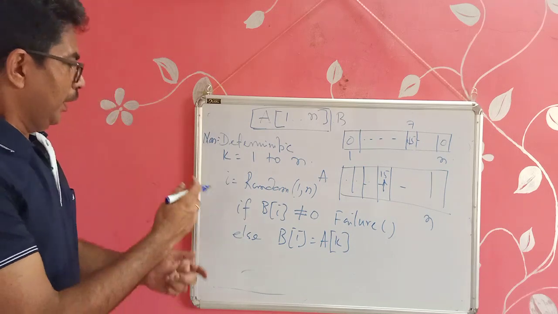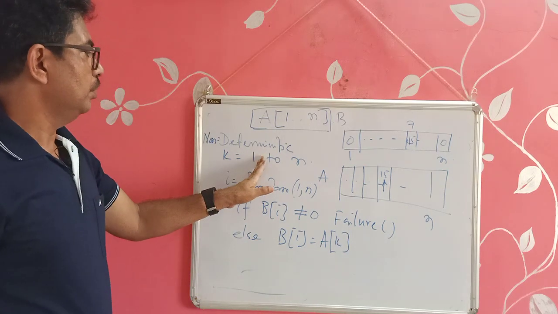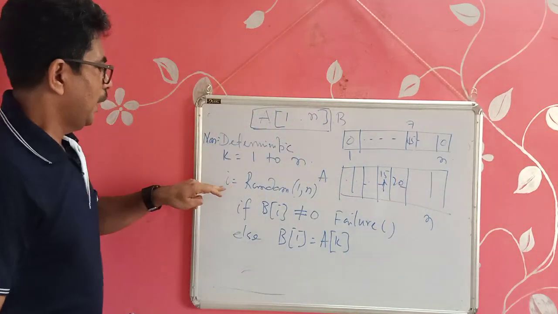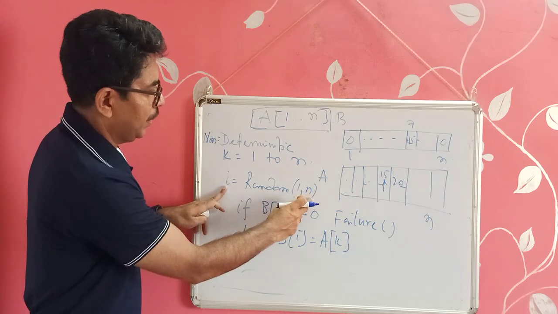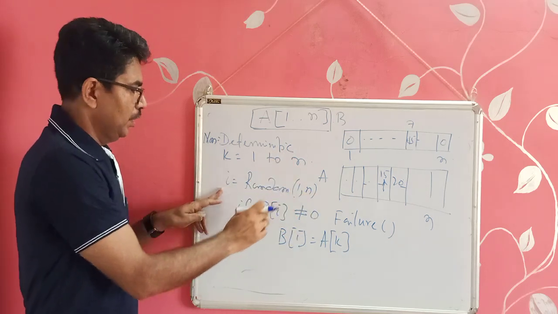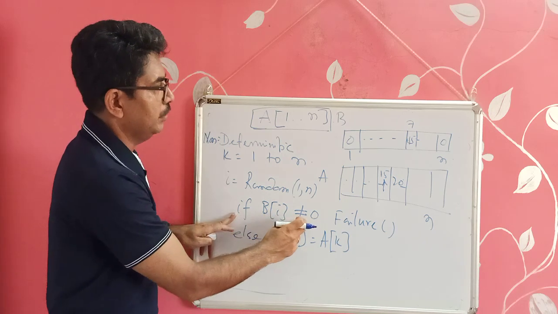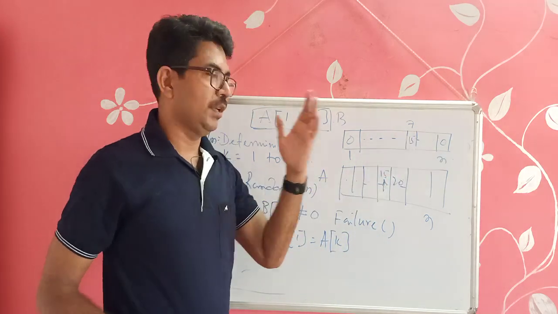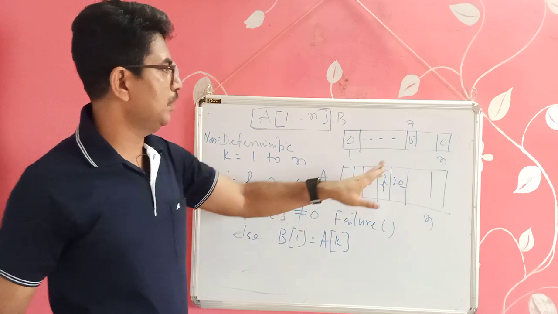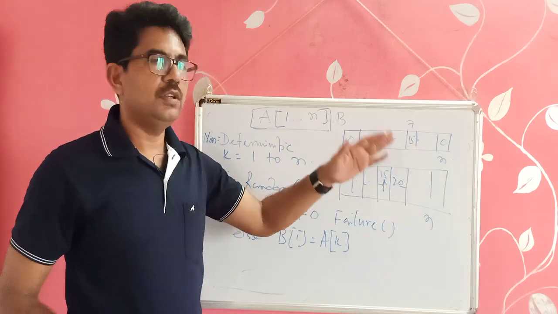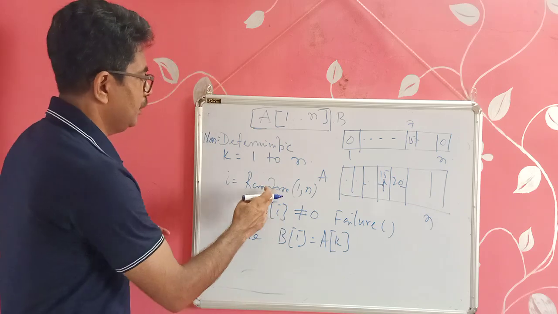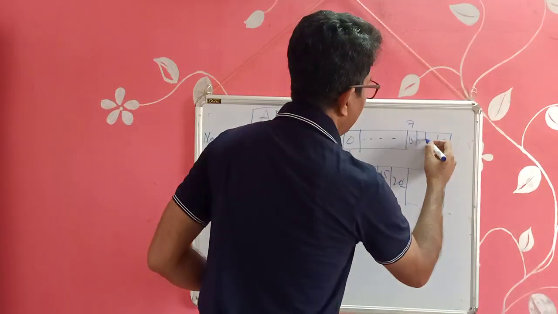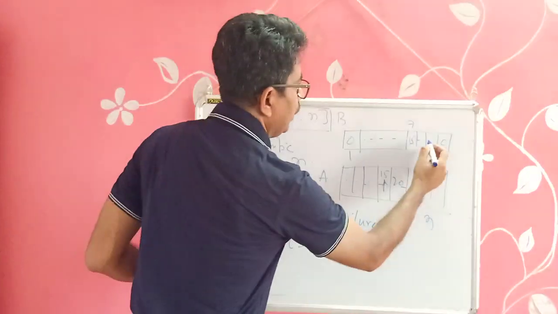Next, let k be equal to 5, and let this value be 20. And i equals a random value from 1 to n. Again let this be 7. Then what will happen? B7 is not equal to 0. Yes, b7 is not equal to 0, because we have already placed an input there. So if it is not equal to 0, failure, and your algorithm will stop. Now say this is not 7, let this value be 9. So this 20 will be placed here.